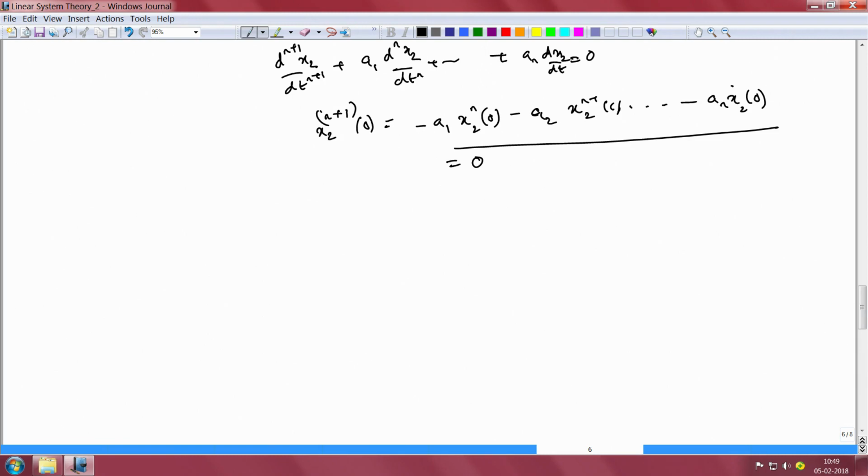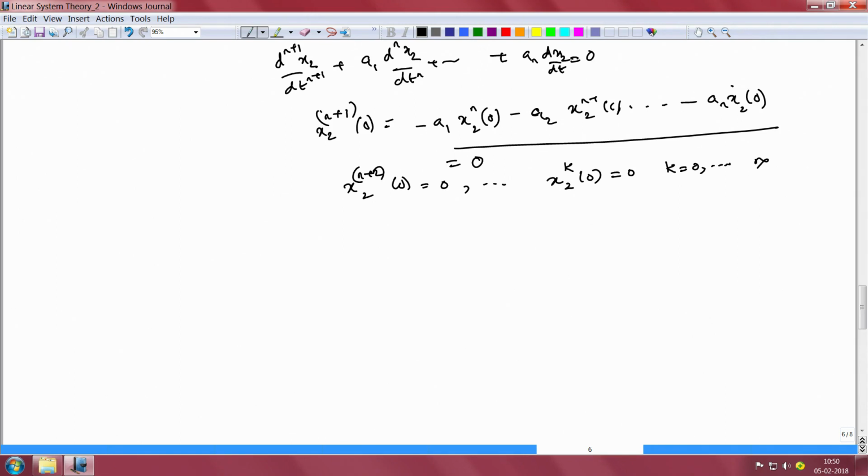I can continue this argument further, differentiate this equation once more and show that the n plus 2th derivative of x2 at time t equal to 0 is also 0, and in general all the k-th derivatives of x2 at time t equal to 0 are 0, where k goes from 0 to infinity. Okay. So, now since we are dealing with infinitely differentiable functions, we have x2, all of whose derivatives at time t equal to 0 are 0.